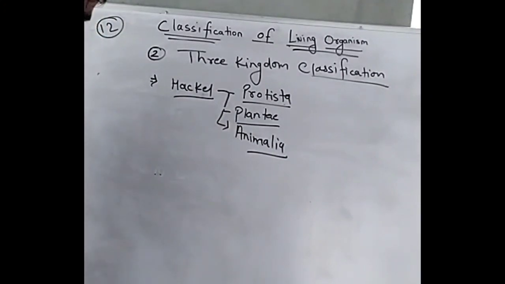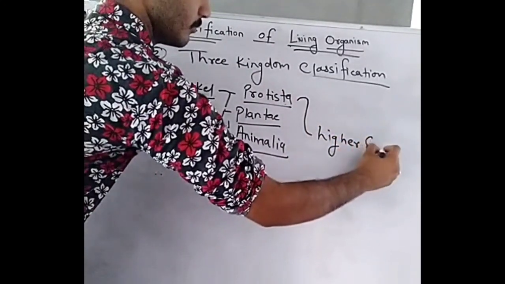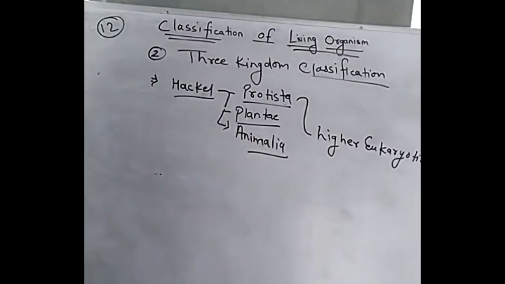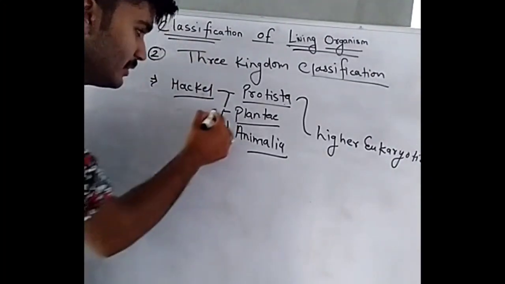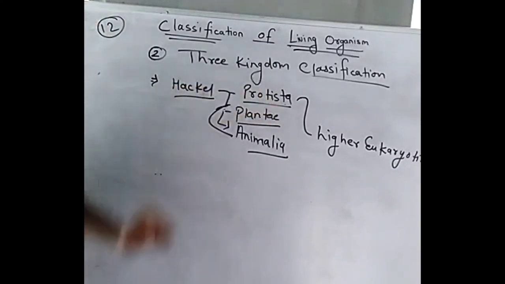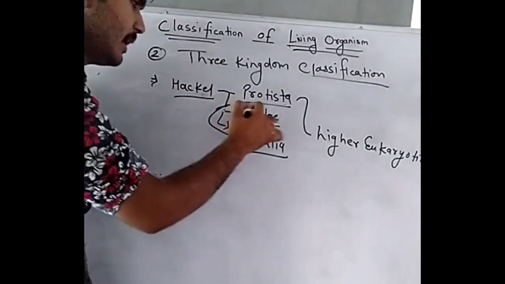What is new inside the Protista? Why did Haeckel give the third kingdom? On which base? That is our question. Protista is higher eukaryotic. Fungi and some types of algae come inside the Protista. For that reason Haeckel made a new kingdom. There are also some common characters of Plantae and Animalia, and some differences, put inside Protista. That is why Haeckel added a new kingdom.